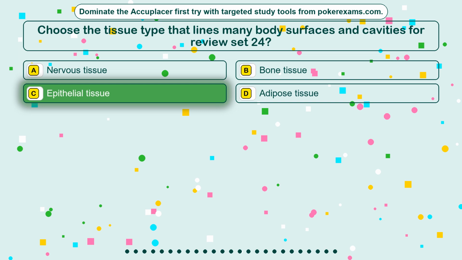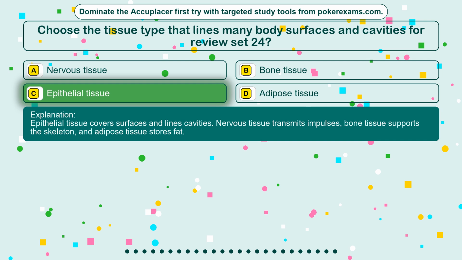The correct answer is option C. Epithelial tissue. Epithelial tissue covers surfaces and lines cavities. Nervous tissue transmits impulses, bone tissue supports the skeleton, and adipose tissue stores fat.